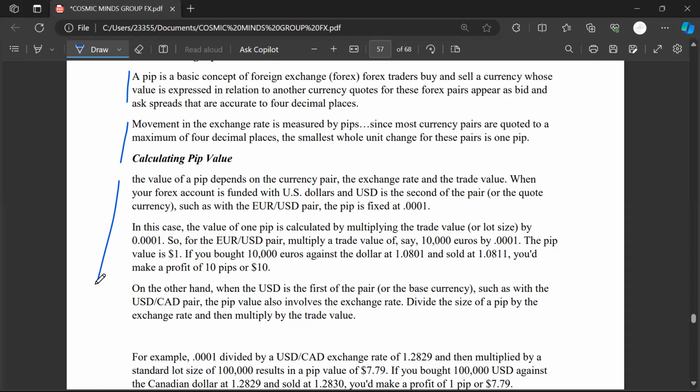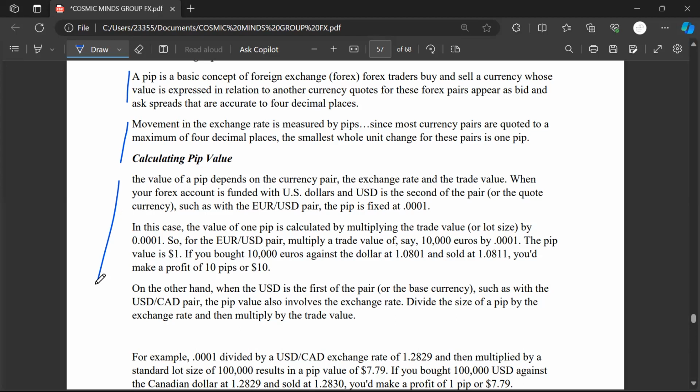When your forex account is funded with, let's say, USD, and USD is the second of the pair, the quote currency, such as with the USD pair, the pip is fixed at 0.0001. So what it means is that anytime you fund your account, your account can be in pounds, can be in USD dollars, or can be in any kind of international currency that you know. Even Canadian dollar, it can be in that. So that's one factor that you should get.